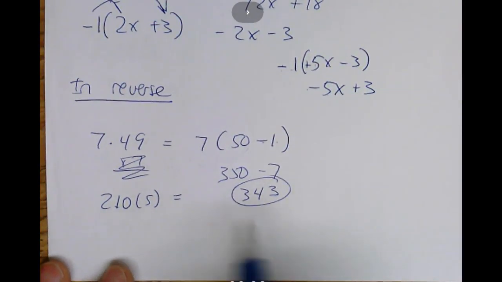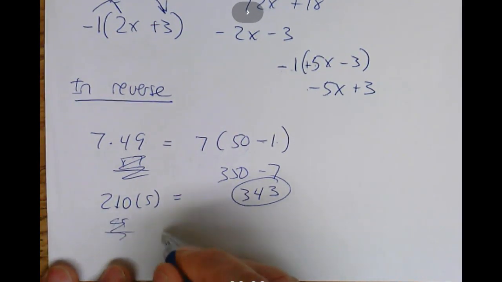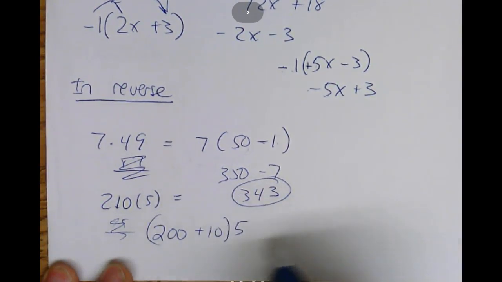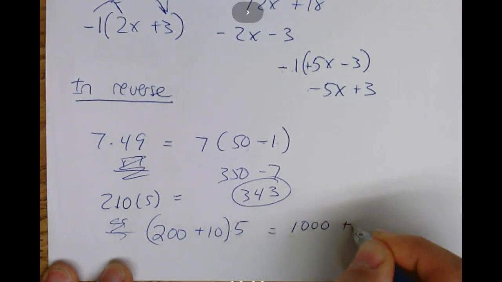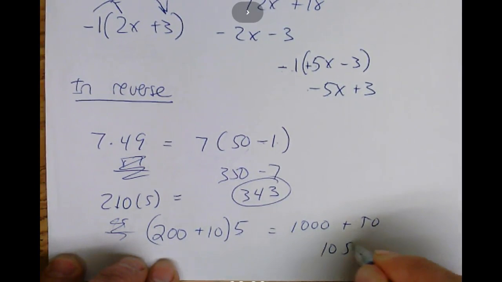And then this one here, 210 times 5, again, we'd have to put the 5 in there. Who wants to do that? Instead, we could just say (200 plus 10) times 5. We could run this around the front if we wanted to, but really 200 times 5 is 1,000 plus 5 times 10 is 50, and we'd have 1,050.